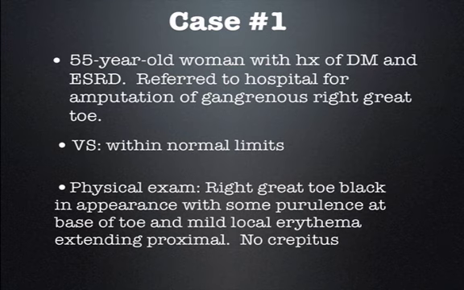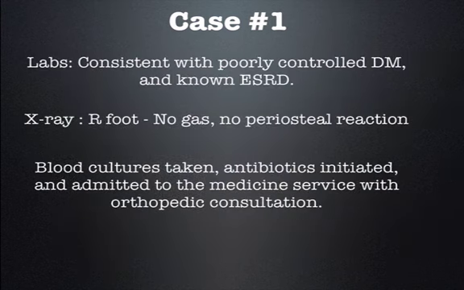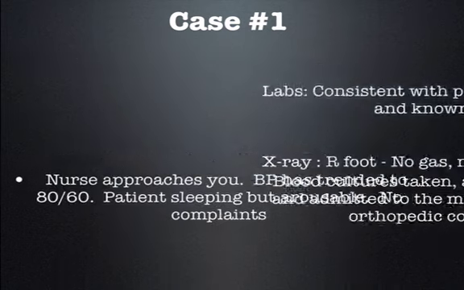Vital signs are within normal limits on presentation, and physical exam shows a right great toe black in appearance with some purulence at the base of the toe and mild local erythema extending proximal. There's no crepitus. The labs are consistent with a poorly controlled diabetes history as well as a known history of end-stage renal disease. X-ray of the right foot shows no gas and no periosteal reaction. Blood cultures are taken, antibiotics initiated, and she is admitted to the medicine service with orthopedic consultation.